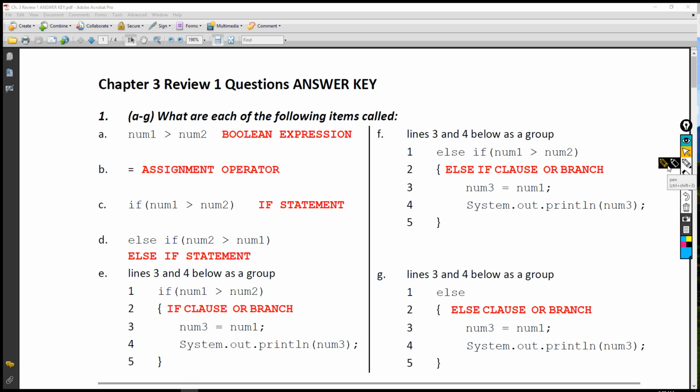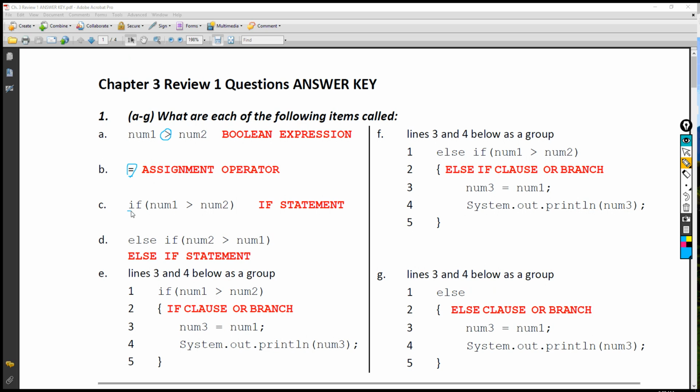So as we look at this, this is a Boolean expression, probably nothing to explain here except you're always going to have a relational operator here, so it's either less than or greater than, equals, or things like that. This is just an assignment operator. It's not involved in a Boolean expression here. It's an assignment operator, just like we've been doing all along since chapter 2.